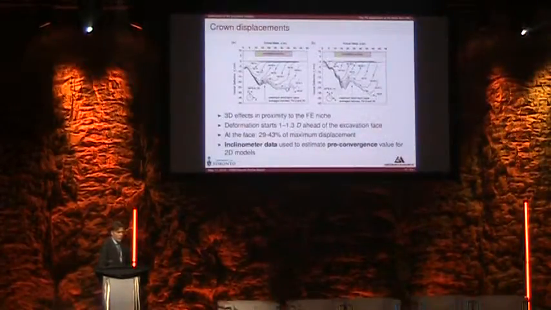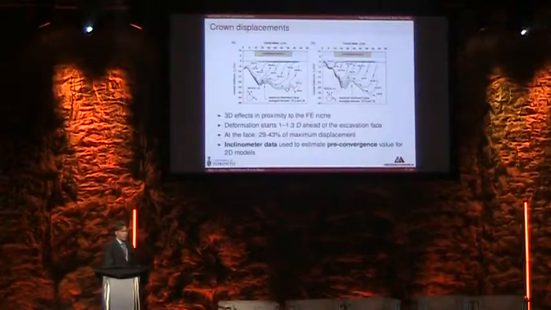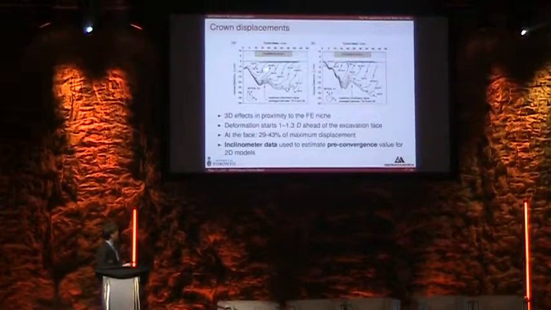That and also inclinometer data. So essentially, inclinometer data were able to capture the vertical displacement profile along the tunnel in advance of the tunnel excavation. These lines represent the profile of vertical displacement at this point here, above the tunnel roof, for different positions of the tunnel face.